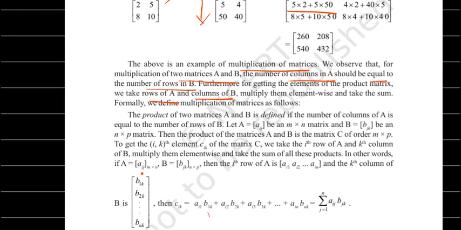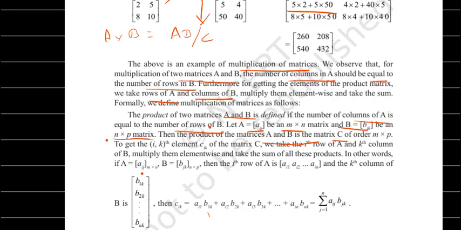Formally we define multiplication of matrices. The product of two matrices A and B is defined if the number of columns of A is equal to the number of rows of B. Let A be an m into n matrix and B be an n into p matrix. Then the product of A and B is the matrix C. When you multiply A and B, you get one more matrix. You can call it AB or C, depending on you.